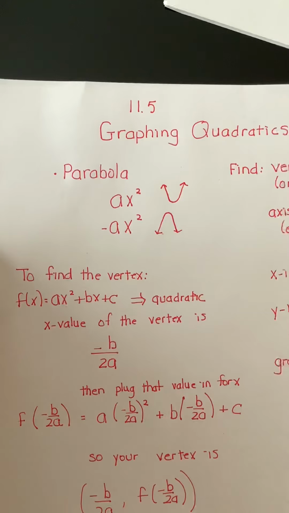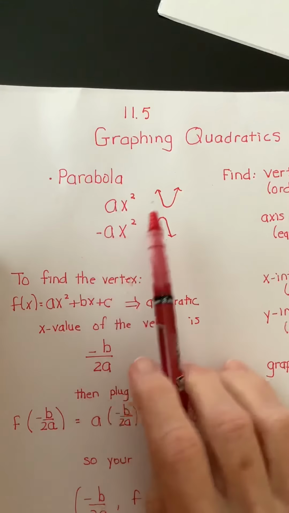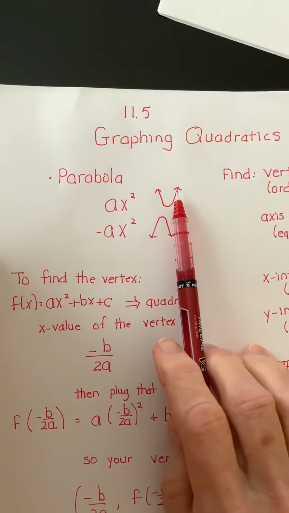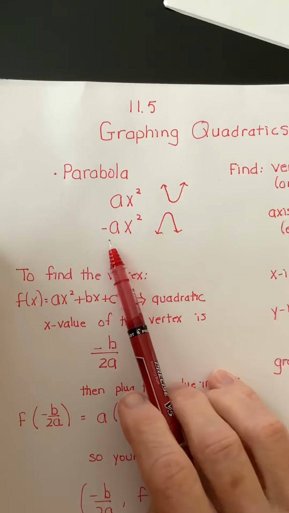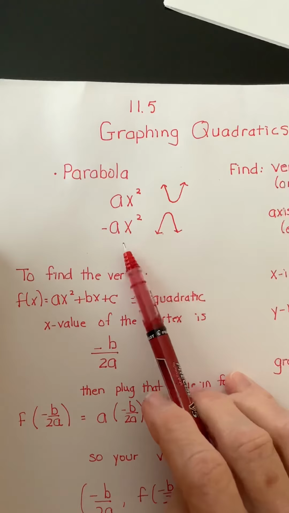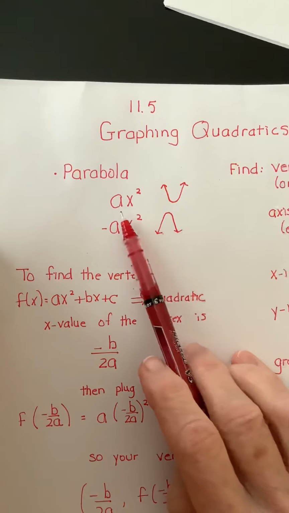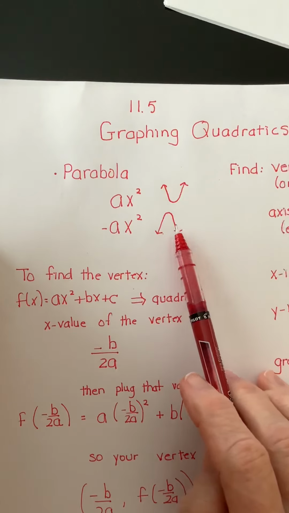Remember, if the number in front of your x squared is positive, your parabola is going to open up. Positive is up like a cup. If it's negative, it's going to open down. It's down like a frown. Like if you're a negative person, you frown. If you're a positive person, you smile. So this is like a smile. This is like a frown.